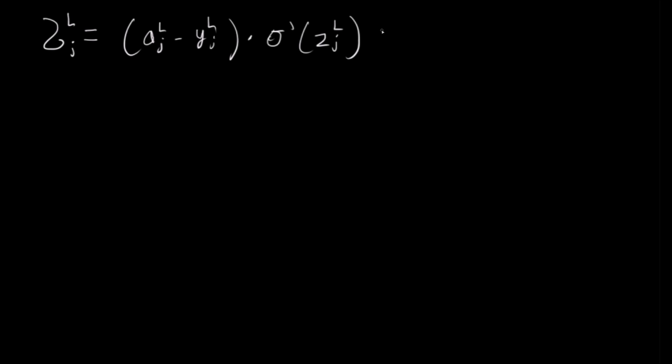So now what have we done? Well, we've calculated the delta for the last layer, delta J, and as we said earlier, that's equal to A_J^L minus Y_J^L times the derivative of the activation function, σ'(Z_J^L). And this is really convenient because this is an extremely easy value for us to calculate. We just take the output value minus the expected output value and multiply that by the derivative of the activation function. That's very easy. It's quick computation.